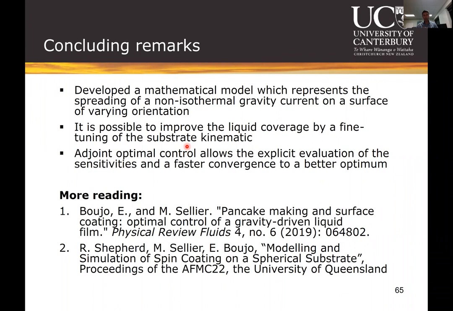Here I've got a few concluding remarks, which in the interest of time I'm not going to go over, but if you're interested in some of this work, we've got a couple of recent papers here, which give you a lot more details about this.